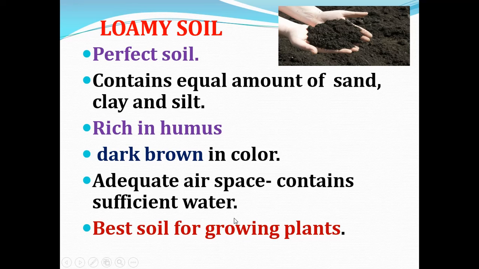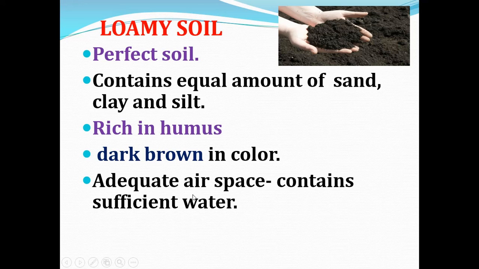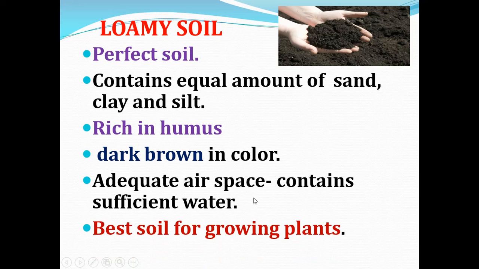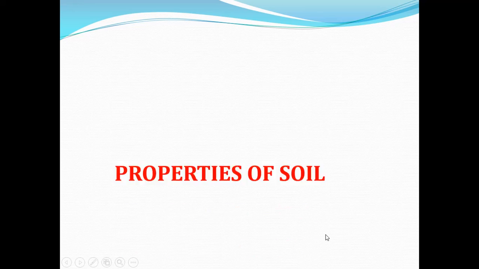So loamy soil is a perfect soil. It contains equal amounts of sand, clay and silt, is rich in humus, and is dark brown in color. It has sufficient water and adequate air space, and it is the best soil for growing plants. So this is about types of soil: sandy soil, clay soil and loamy soil.